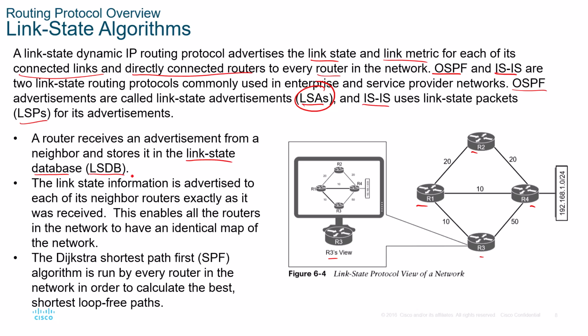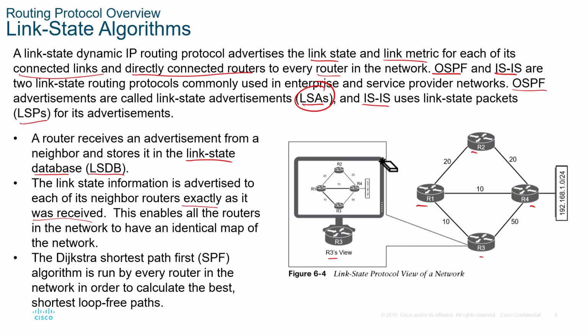From here, the state information will be advertised to each of the neighbors, all of the existing routers that it knows about, and it will be exactly as it was received. This enables all routers of the network to have an identical map of the network. Again, this map will be on each router. Any update, the map will get updated and then redistributed to all the other routers.